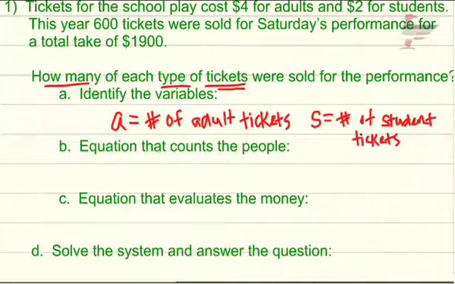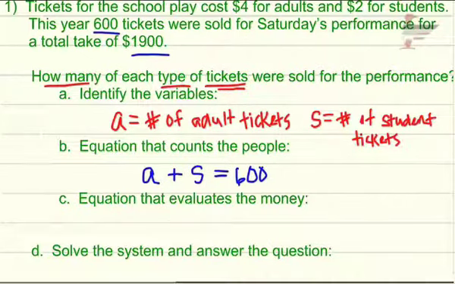All right, part B, the equation that counts the people. When I look up at the problem, I see that we have two numbers that kind of give us totals. We have the 600 and we have the 1900. So which one of those is talking about the number of people that are there? If we're selling 600 tickets, that means that 600 people are going to be coming. So our equation, we'll take A, which is our number of adult tickets, plus S, our number of student tickets. So all of our adults and all of our students coming together will total 600 because we know that we sold 600.